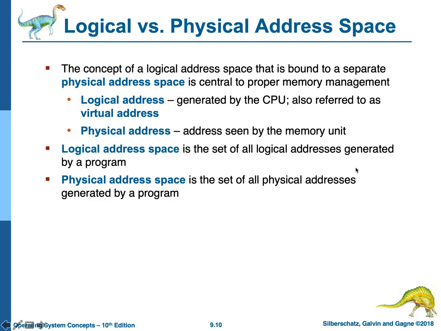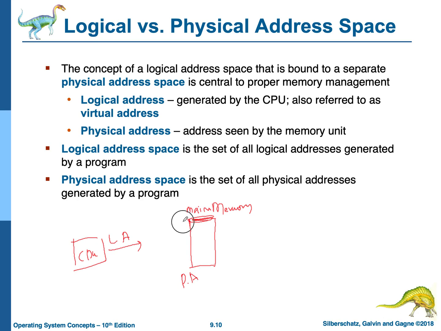So now comes the logical address and physical address. Actually, a logical address is an address which is generated by a CPU. The CPU generates a logical address, while the address which is actually available over the main memory is the physical address.